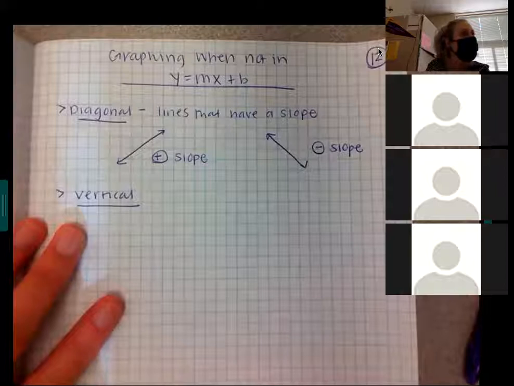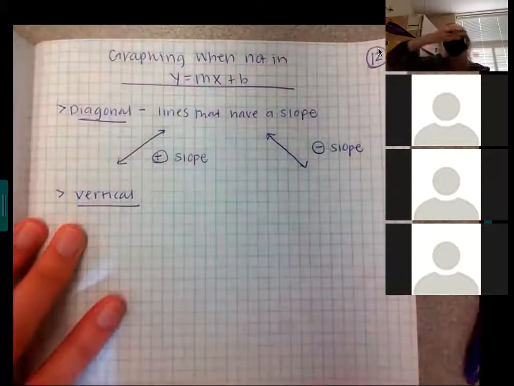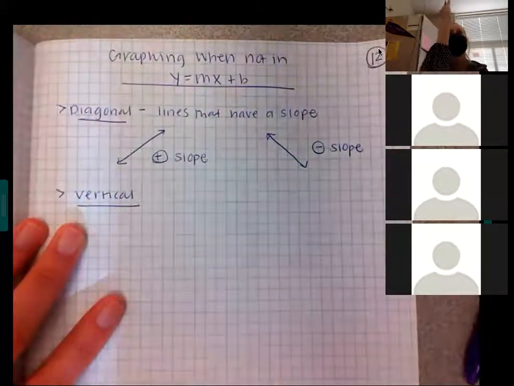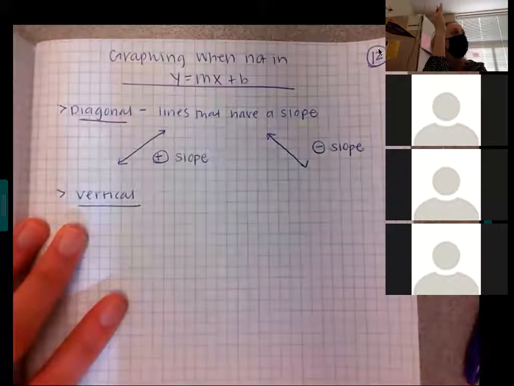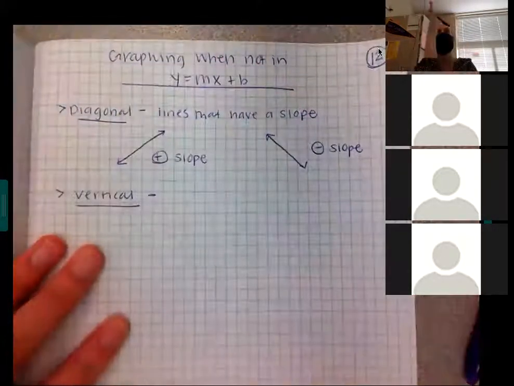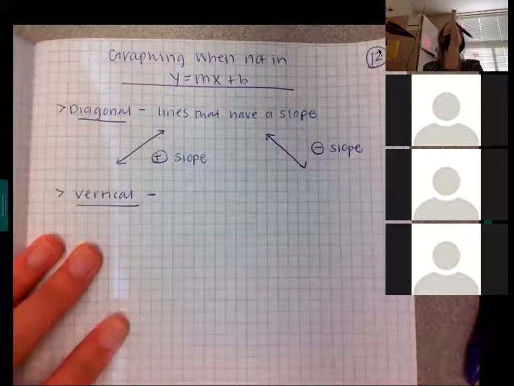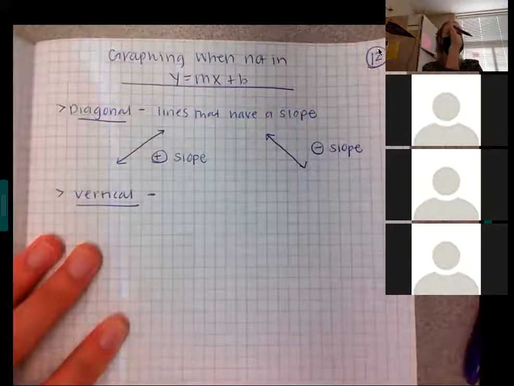So vertical lines look like what? Show me with your arm. Thank God y'all went like this. Last year I had a kid go like this. I was like, no, baby, no. Vertical lines are up and down, right? Okay, if a line goes up and down, does it have a slope? No. No, and then there's something even more special we say about it.